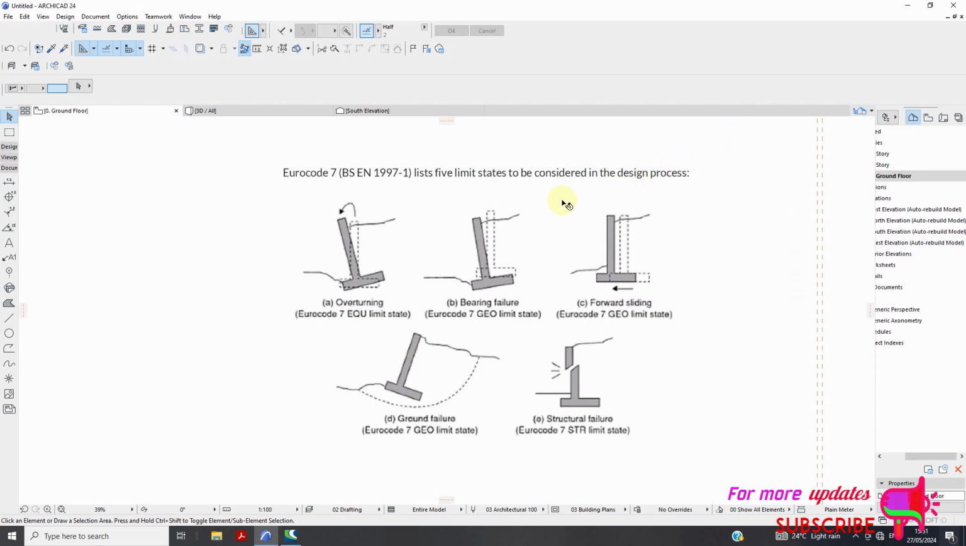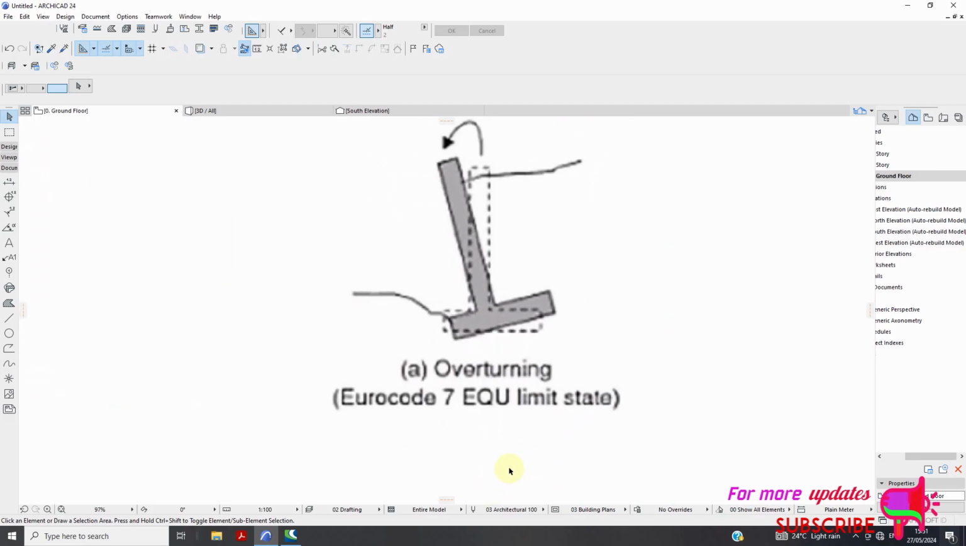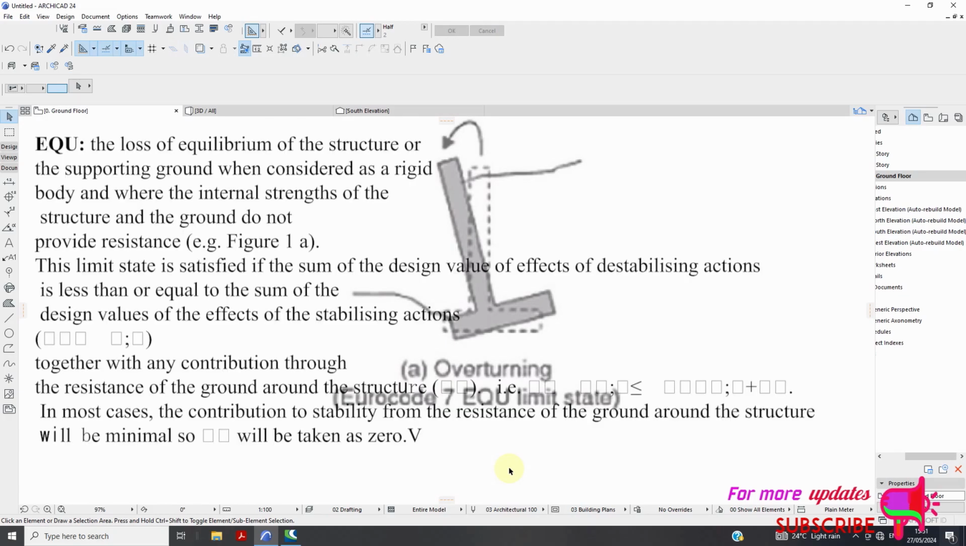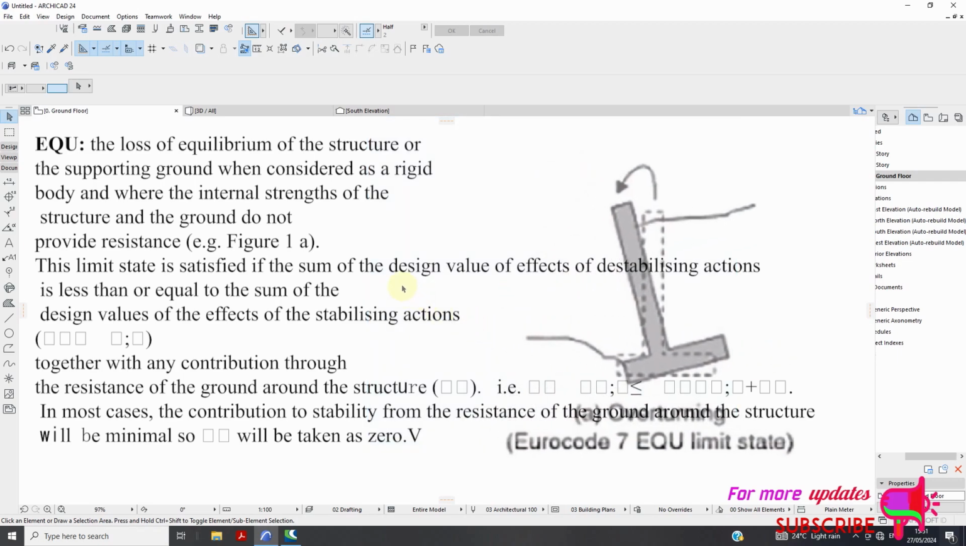So we start with the equilibrium limit state, EQU. The loss of equilibrium of the structure or the supporting ground when considered as a rigid body, and where the internal strength of the structure and the ground do not provide resistance. For example, in figure A, the limit state is satisfied.